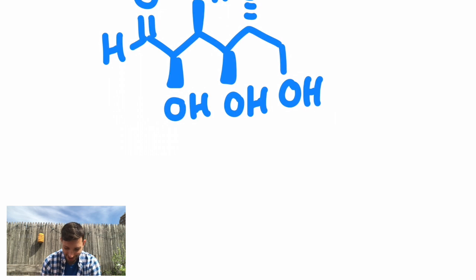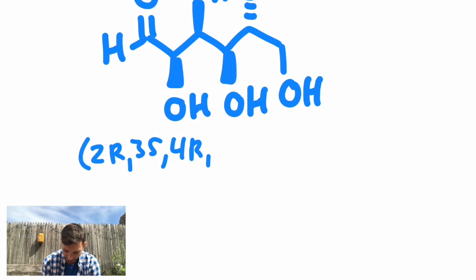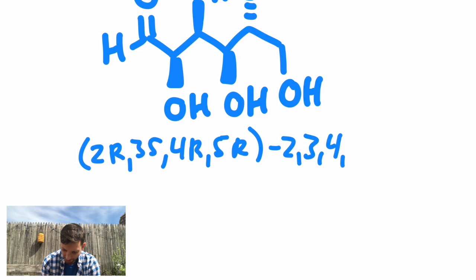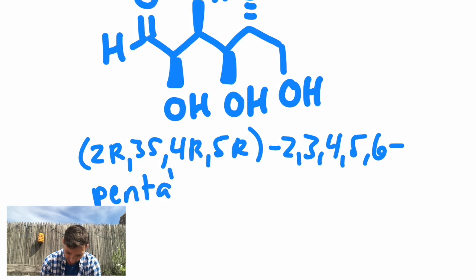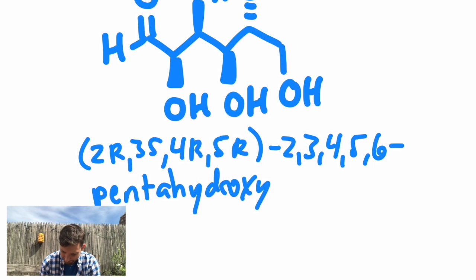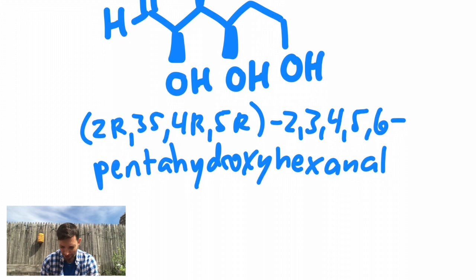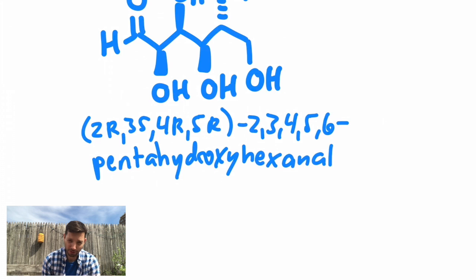So if you want to, you can jot down, this would actually be called (2R,3S,4R,5R)-2,3,4,5,6-pentahydroxyhexanal. Now, no one really calls it that. This is the glucose molecule, so we're going to call it glucose as well. And what I want to do is show you a couple of different ways that we can represent this.